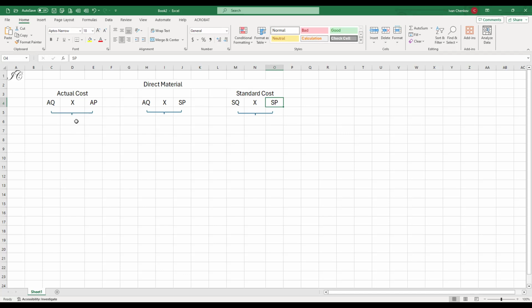And now when I compare 1,000 with 1,500, I can see the effect of that change because of the quantity and the effect of that change because of the price. Make sense? For that reason, this one we're going to call the price variance between those two numbers. That will be our price variance.